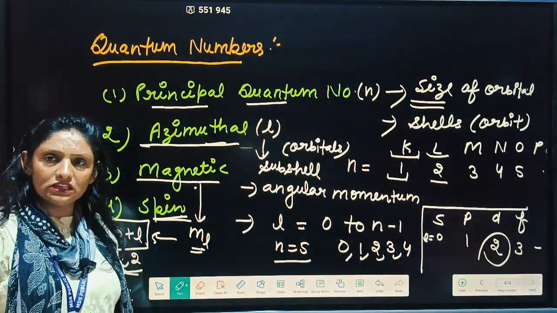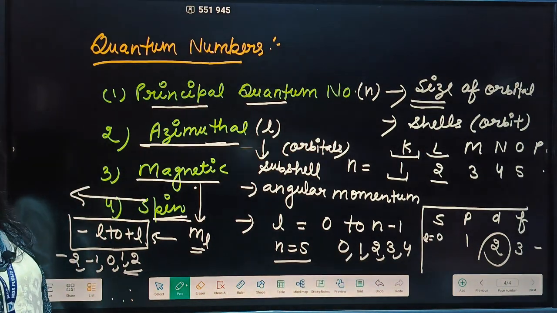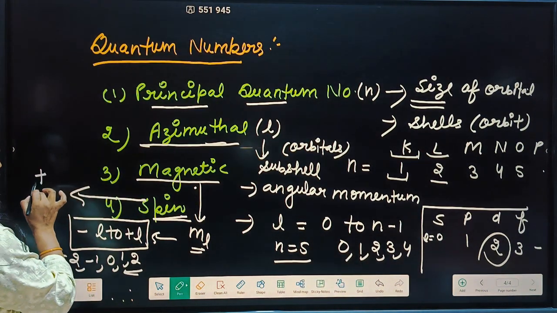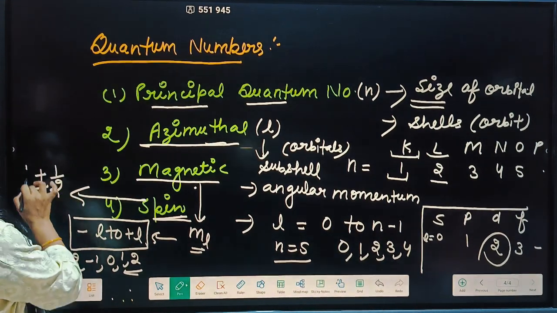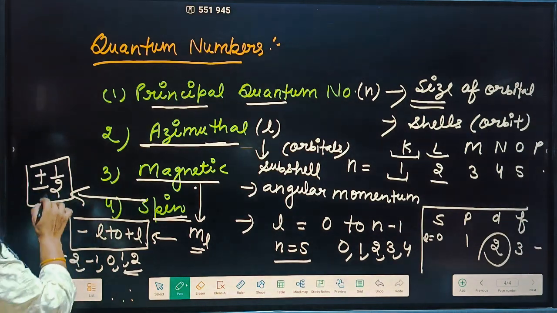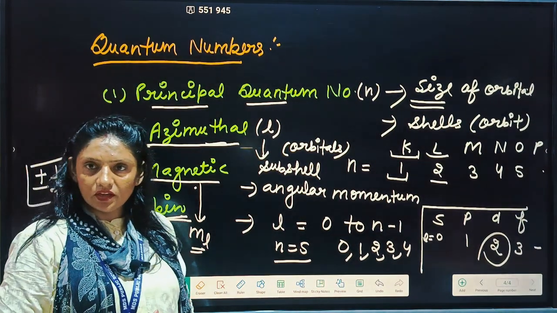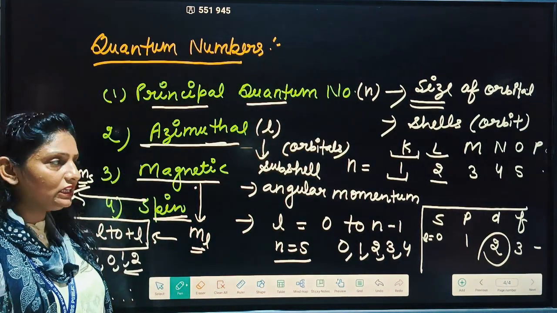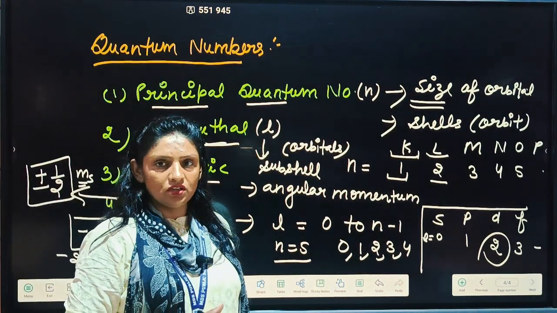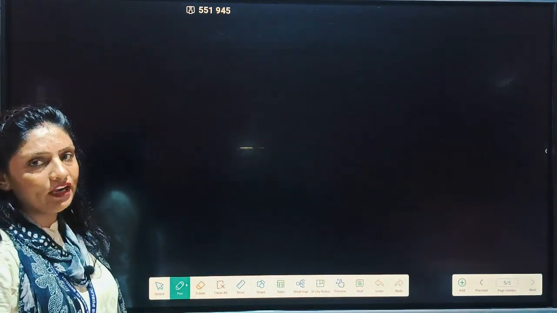It tells us about the spin. Either the electron spins clockwise or anti-clockwise, meaning in upper spin or lower spin it exists. So its value may be plus and minus half. Clear or not? So this is just a quick revision. On the basis of that, students, we can calculate the values of all quantum numbers.